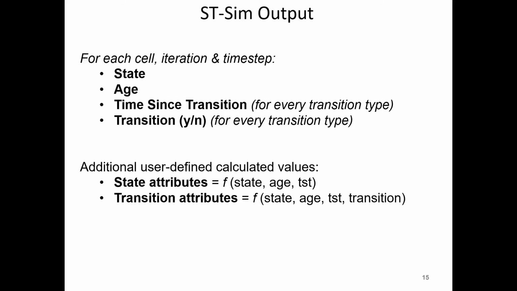And then you can also generate indicators that are a function of the transitions that occurred at each cell. These can again be a function of the state and the age and the time since transition, but they are also a function of whether a transition of a particular type occurred or not. A classic example of a transition attribute might be volume of timber harvested, which is a function of the state, the age, and whether a harvest transition occurred. Another one is cost. You might have costs of certain treatments that can be easily calculated in the software as a transition attribute.